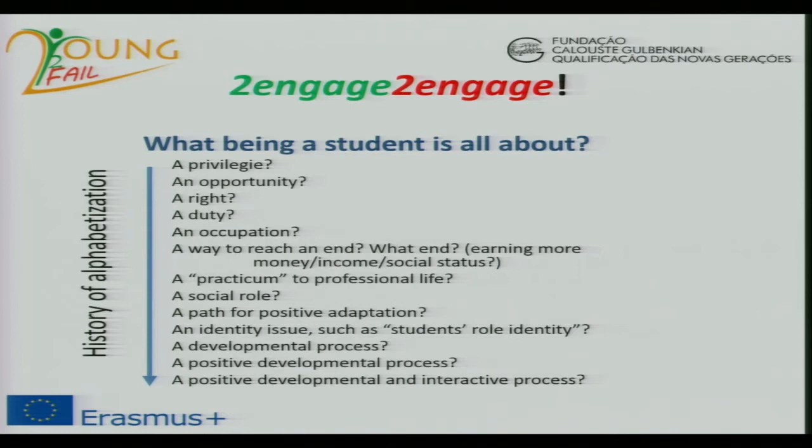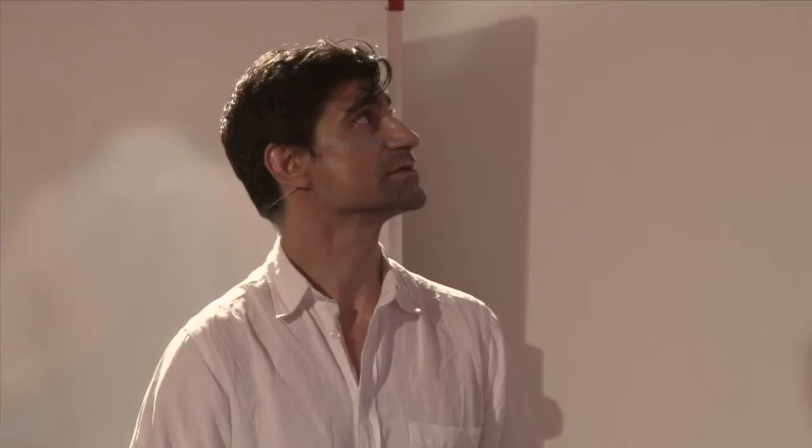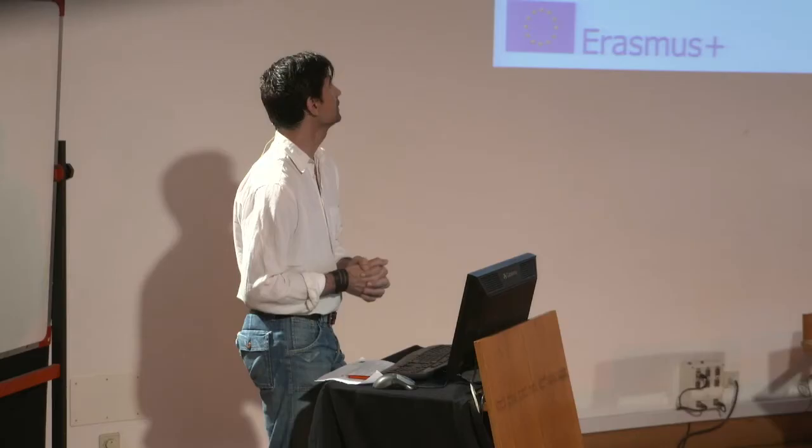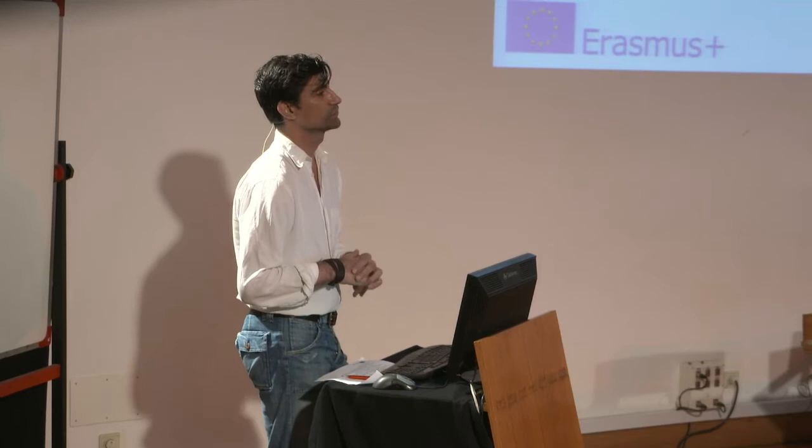And along the history of alphabetization, it started with going to school, learning in a structured way. It started to be a privilege only of some. Then it turned out to be clear that it was an opportunity to break the cycles of disparities and social disparities, then it became a right, then maybe a duty, not only a right, but a student's duty and parents' duty. An occupation, it was clear that it was somewhere in history, and also now a way to reach an end, and it depends on the end, but it surely includes earning more money, income, in order to achieve a better social status.